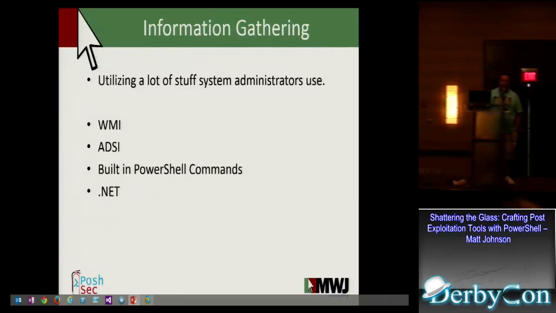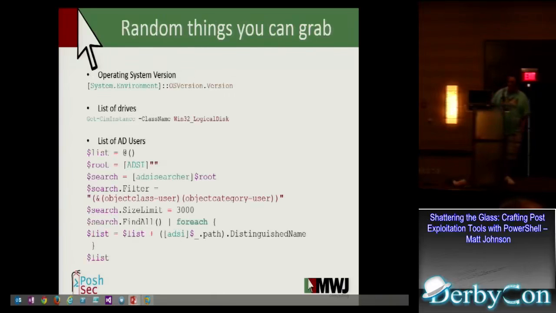I'm going to show some code examples of things that you can grab using PowerShell. Some of it's straightforward, some of it looks a little convoluted, but it's not overly horrible. The first one is to get the Windows operating system version, and this is using a .NET call. There are other ways to do it; this was just an example. You can also get the list of the drives.